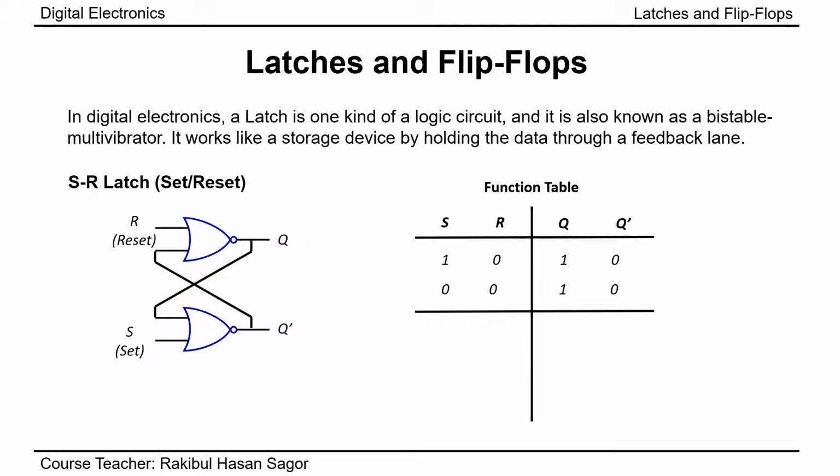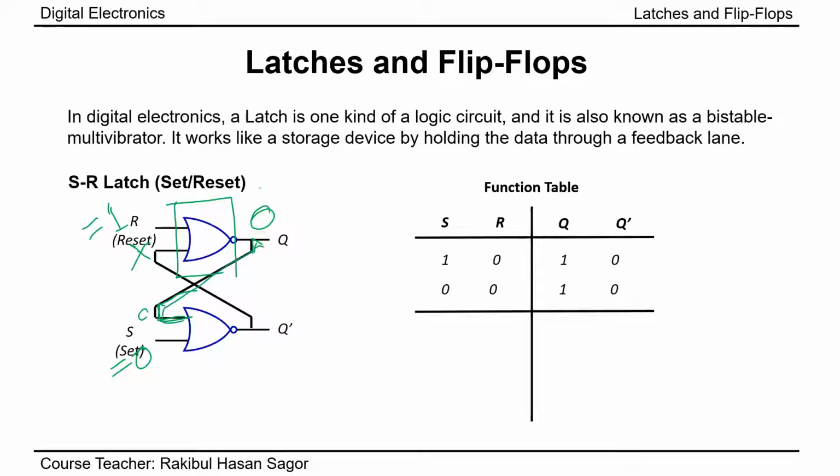Next, let's consider s equal to 0 and r equal to 1. So as r equal to 1, one of the inputs of the upper NOR gate is 1. We can say the definite output of this NOR gate is 0. So we do not care about the second input of the upper NOR gate. As one of the inputs of this NOR gate is 1, the definite output will be 0. This 0 will appear at the input side of the lower NOR gate.